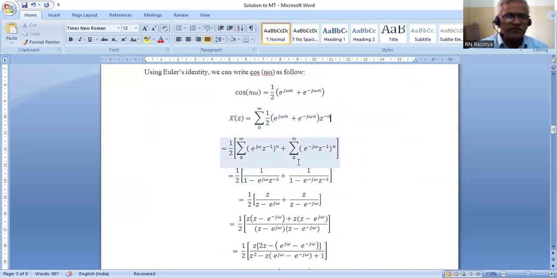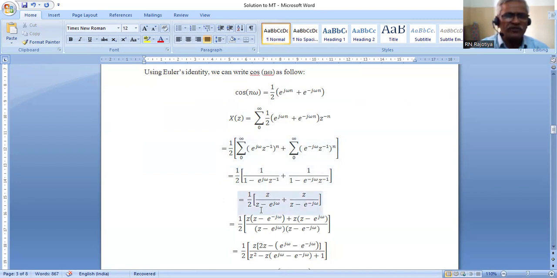Similarly, further to this, we can write this as equal to half of this part will be equal to the summation of, this is a series. So this will become 1 over e power of j omega z power of minus 1. And the summation of this series will become 1 over 1 minus e power of minus j omega z power of minus 1, which can further be written as z over z power of minus 1, taking the LCM. So this will go at the top.